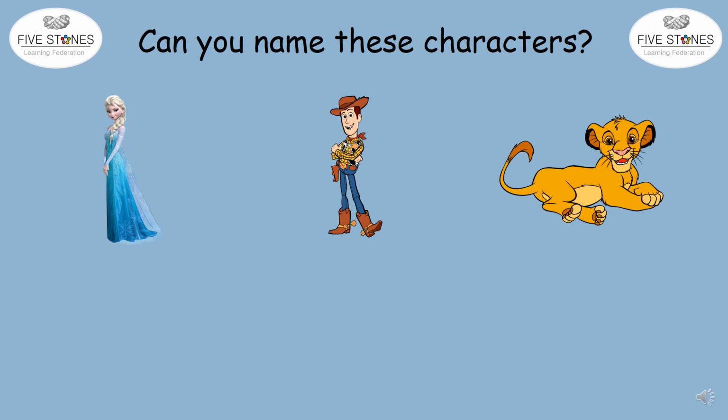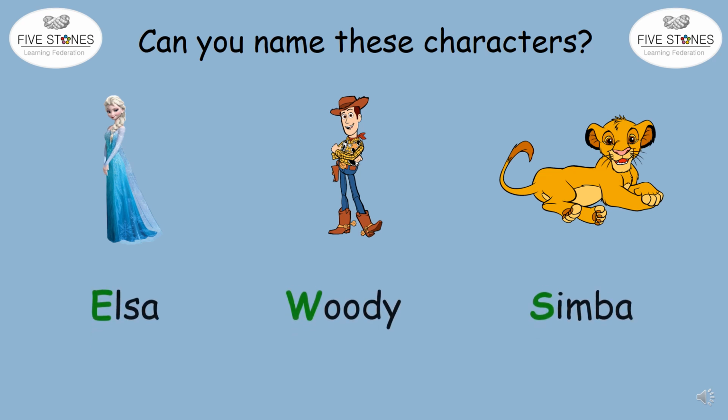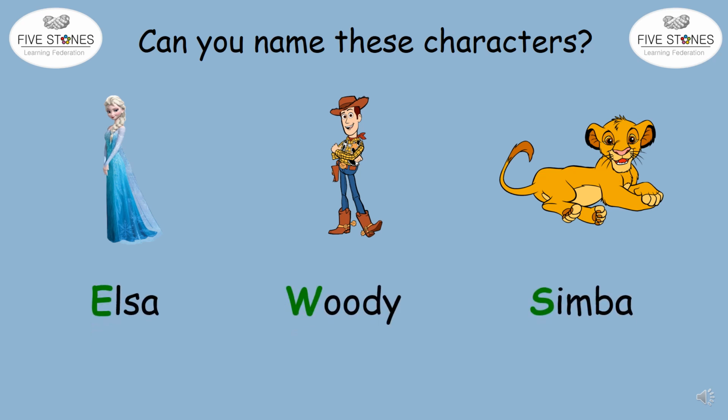So here we have 3 characters. They are Elsa, Woody, and Simba. And here are their names. Can you see that they all start with a capital letter? Capital letters are sometimes a bigger version of the lowercase letter, such as the W in Woody and the S in Simba. But other times, the capital letter is a different size and shape, like the E in Elsa.